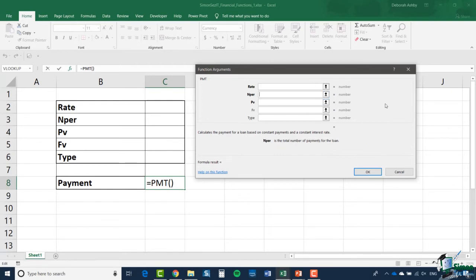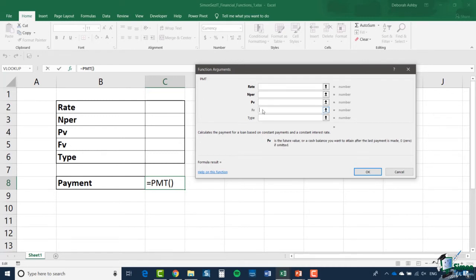Next, we have NPER. This is the total number of payments for the loan. So on a 5-year loan with monthly payments, that would be 60. PV is the present value. Now, the explanation there is probably a little confusing. If you're thinking of a loan, that would be the principal amount, the capital amount of the loan. So if we were borrowing $5,000, we would put $5,000 in there.